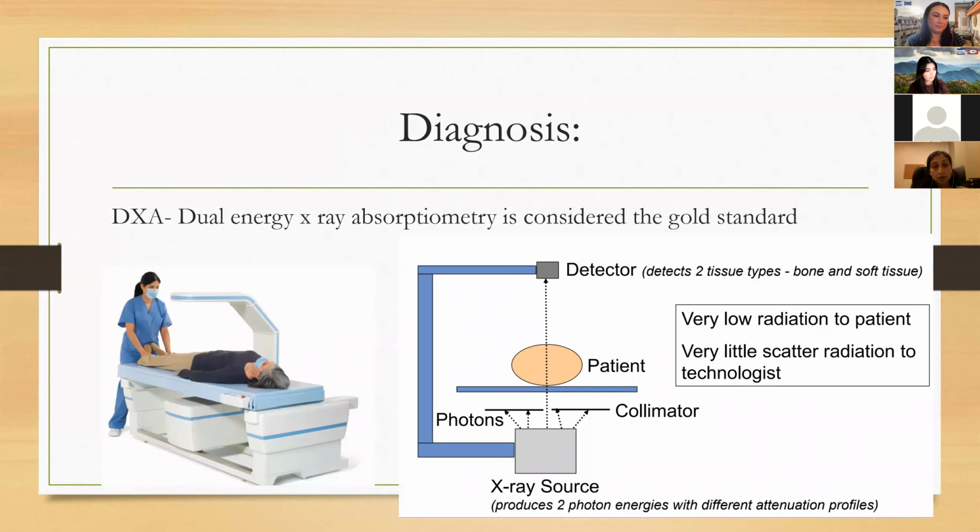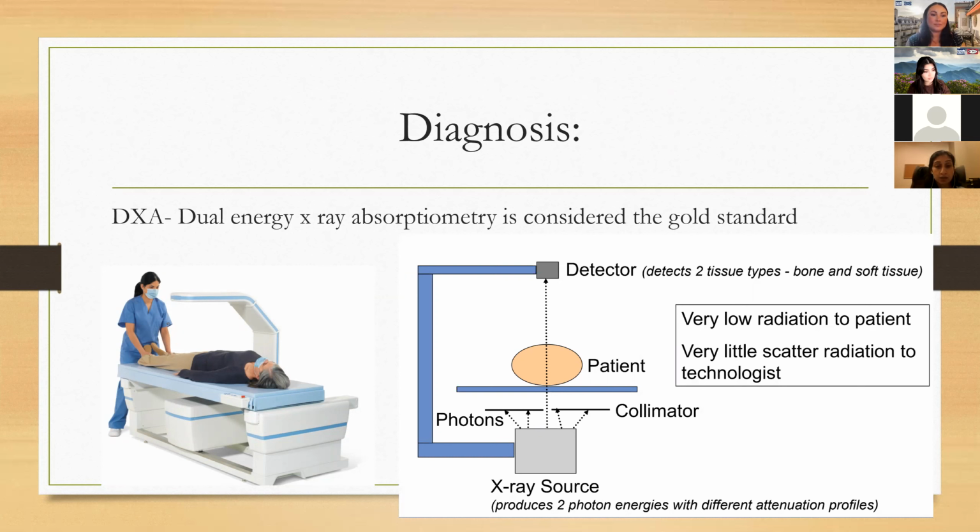In order to diagnose osteoporosis, we use DEXA scan. So this is our gold standard way of diagnosing osteoporosis. You can see the patient lying on the scan. They measure the bone mineral density at the hip and the spine. Those are the two common sites that we use.